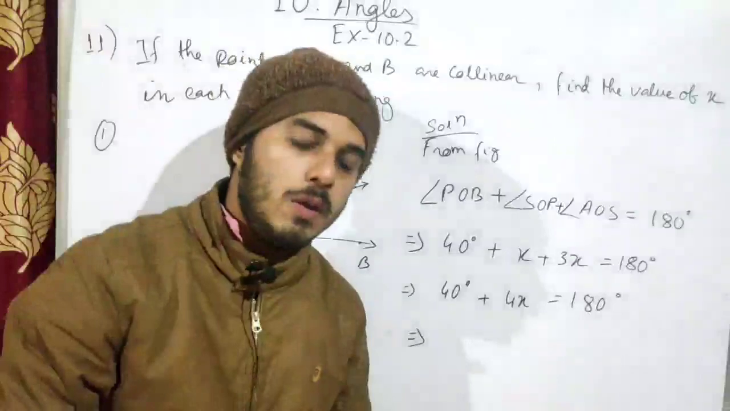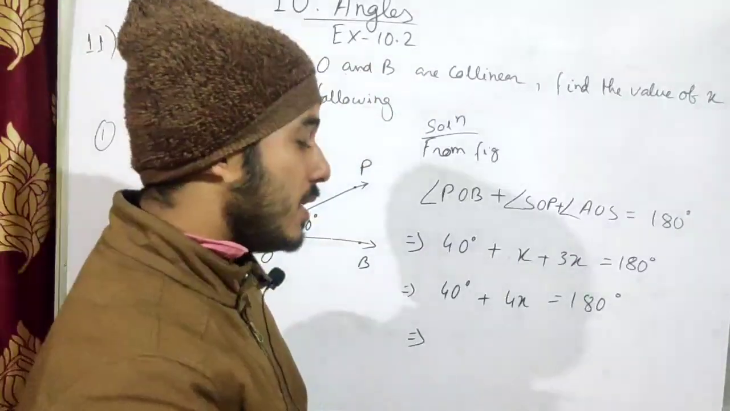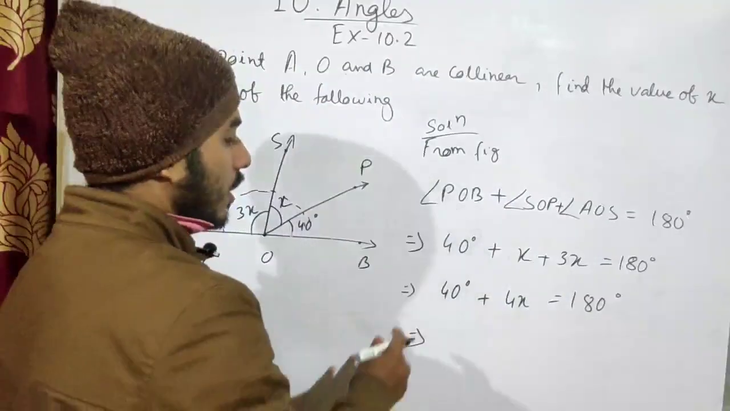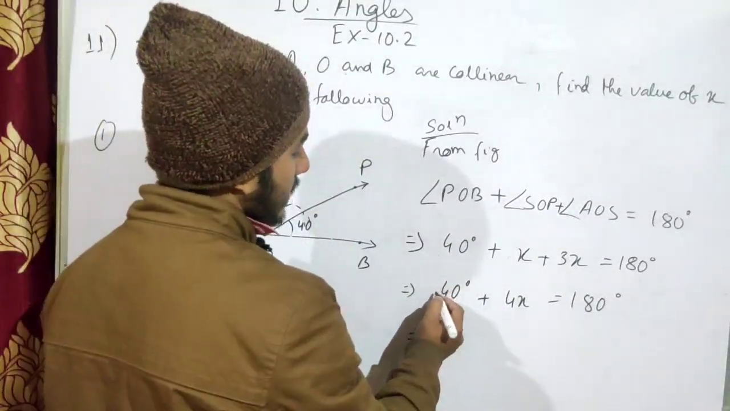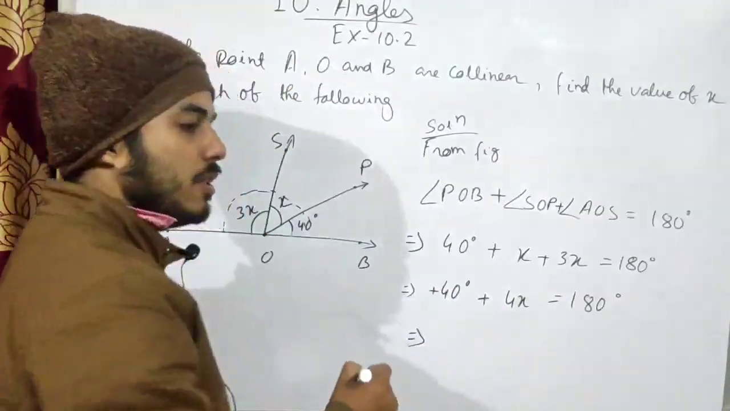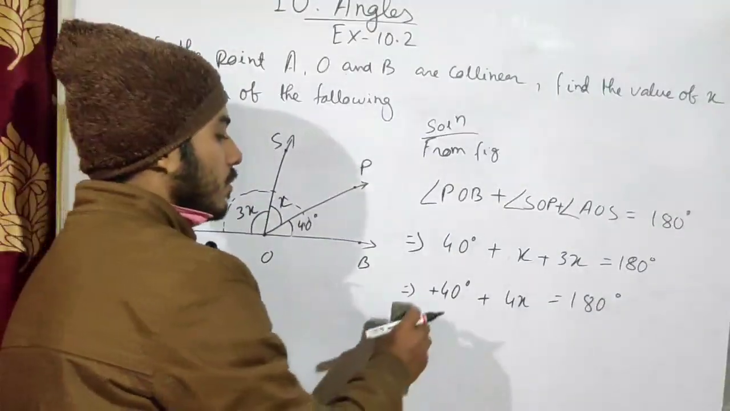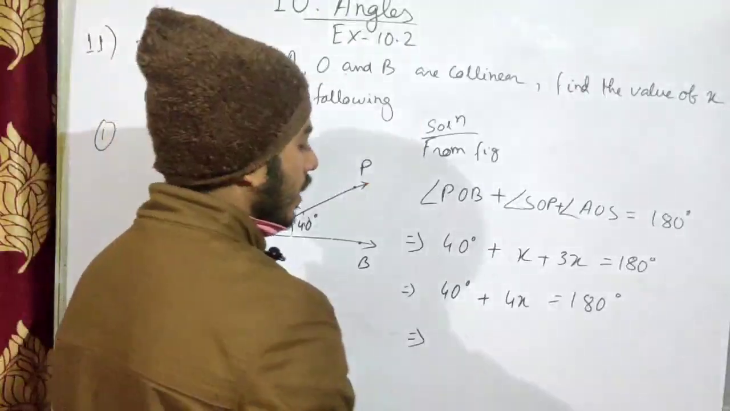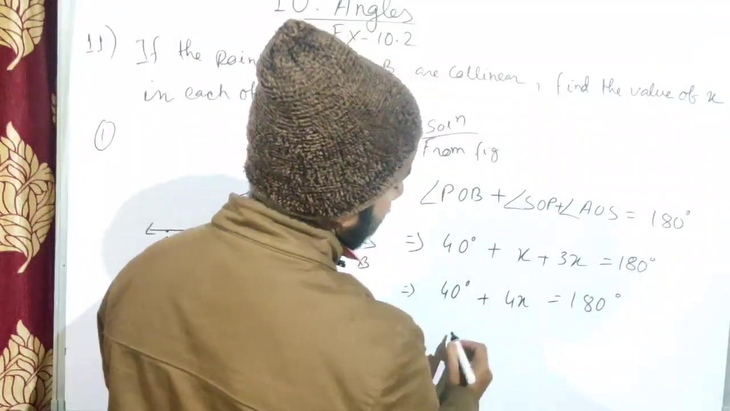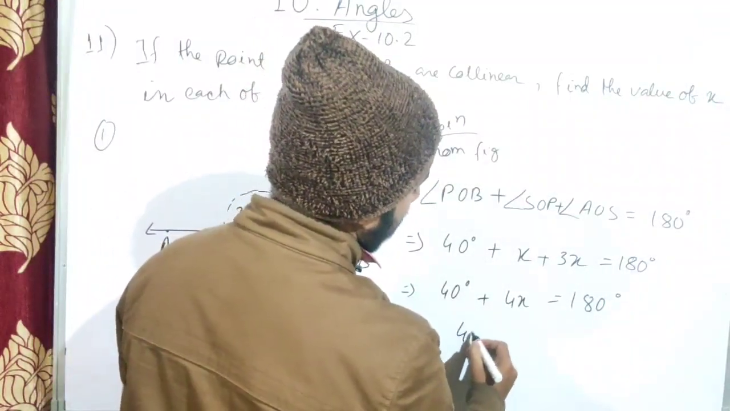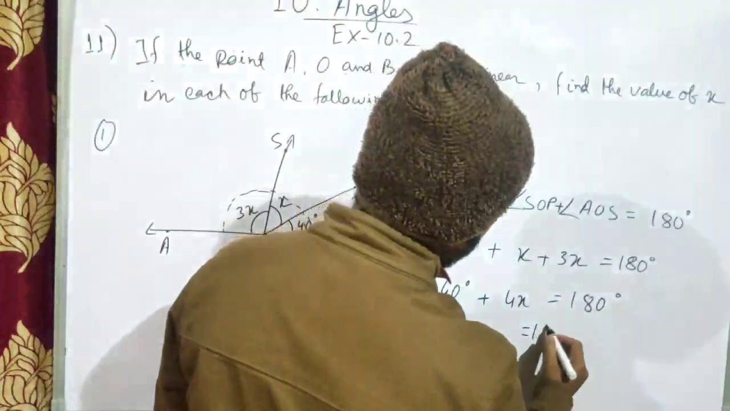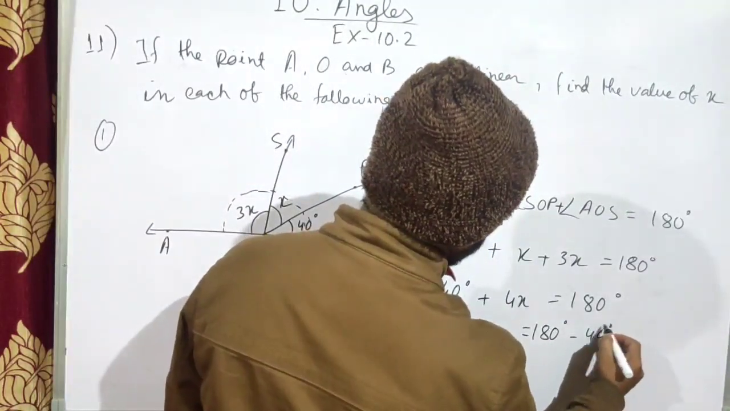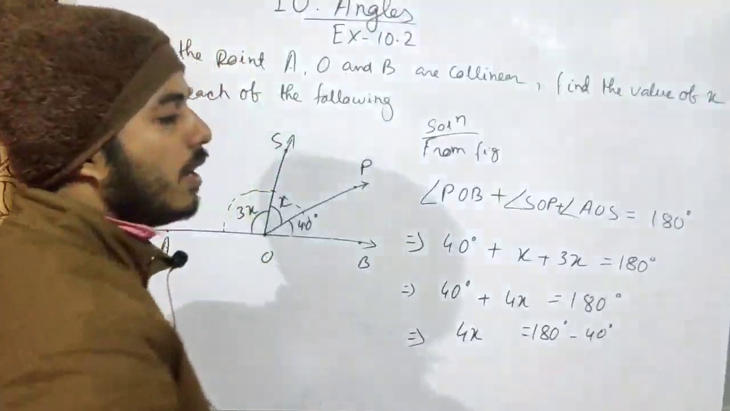We have to find out the value of x, isn't it? So we will be changing the side. First we will be removing this 40 degree. Now 40 degree is what? This is plus, isn't it? We have nothing in front, that means it is positive. So if we change the side, it will be negative. So in the left hand side, it will be 4x equals 180 degree minus 40 degree. Clear? 180 degree minus 40 degree.